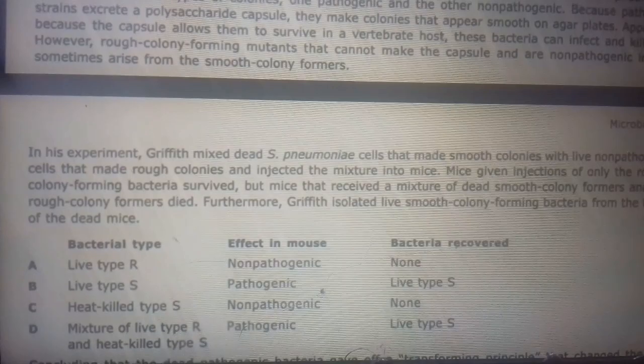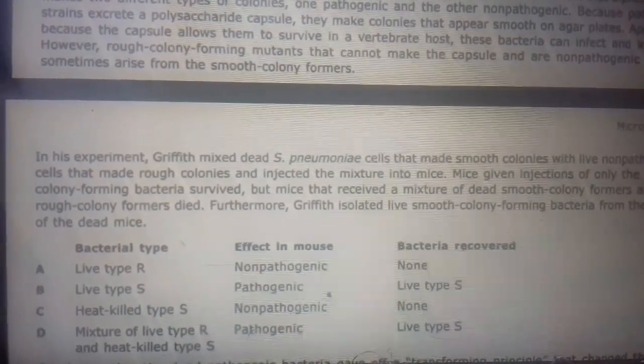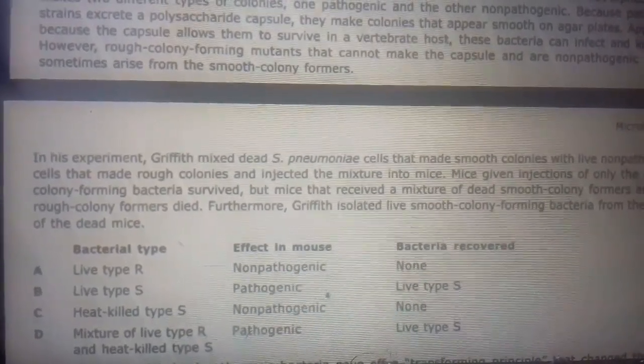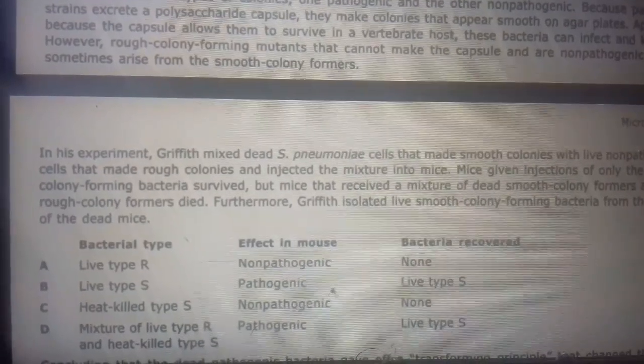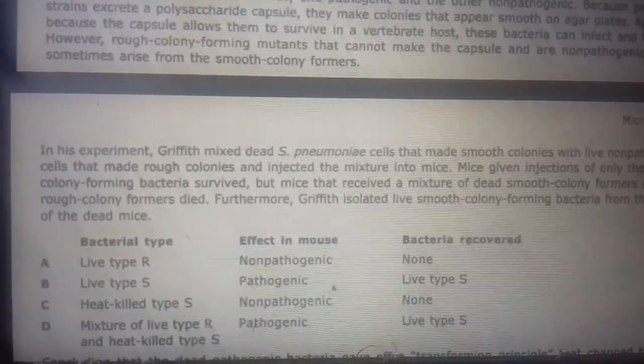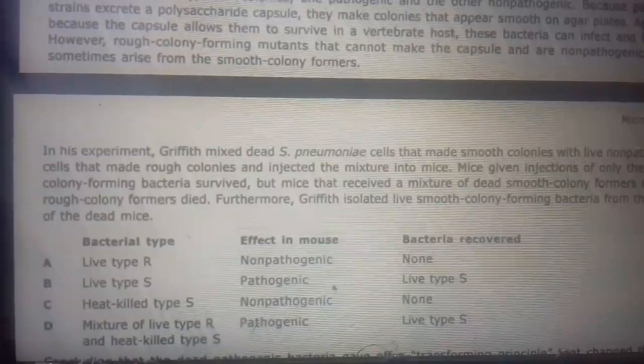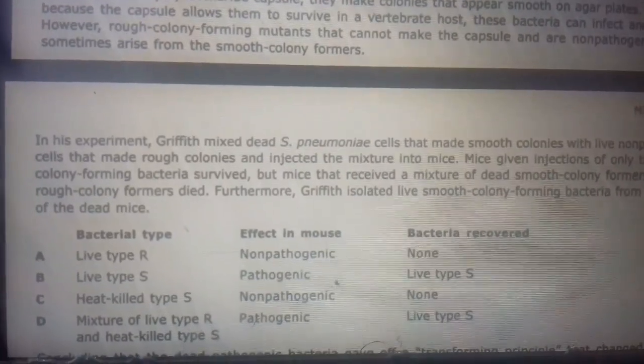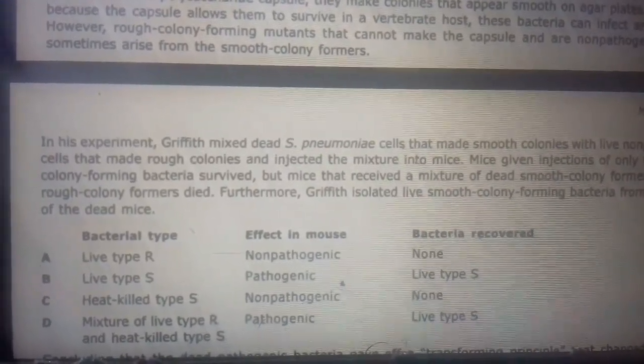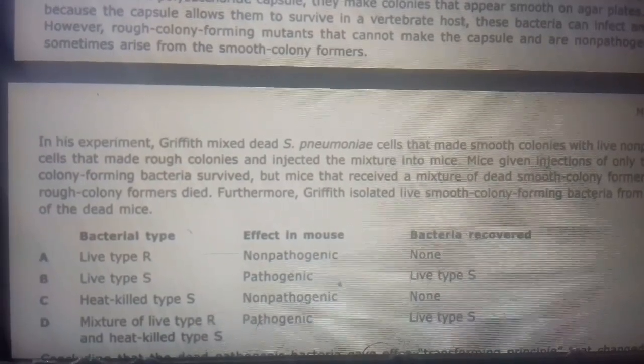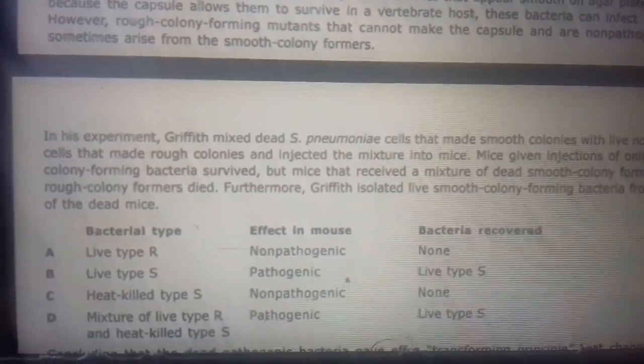Here is the bacterial type, its effect in mouse, and bacteria recovered. Live type R: non-pathogenic, none recovered. Live type S: pathogenic, live type S recovered. Heat-killed S: non-pathogenic, none recovered. Mixture of live R and heat-killed S: pathogenic, live type S recovered.